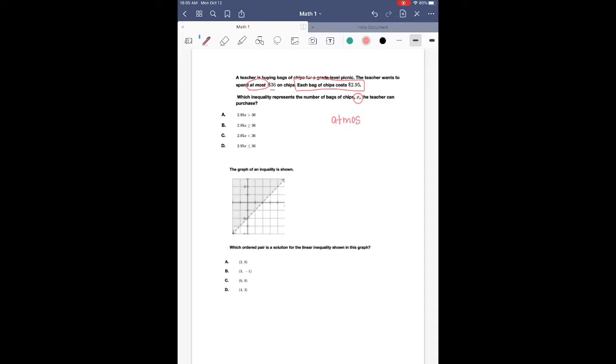So at most means the same thing as less than or equal to, because if I have at most something, that means I'm going to have that or less. So the chips are $2.95 each. So we're going to multiply that by how many bags of chips I get, and I can go up to $36.